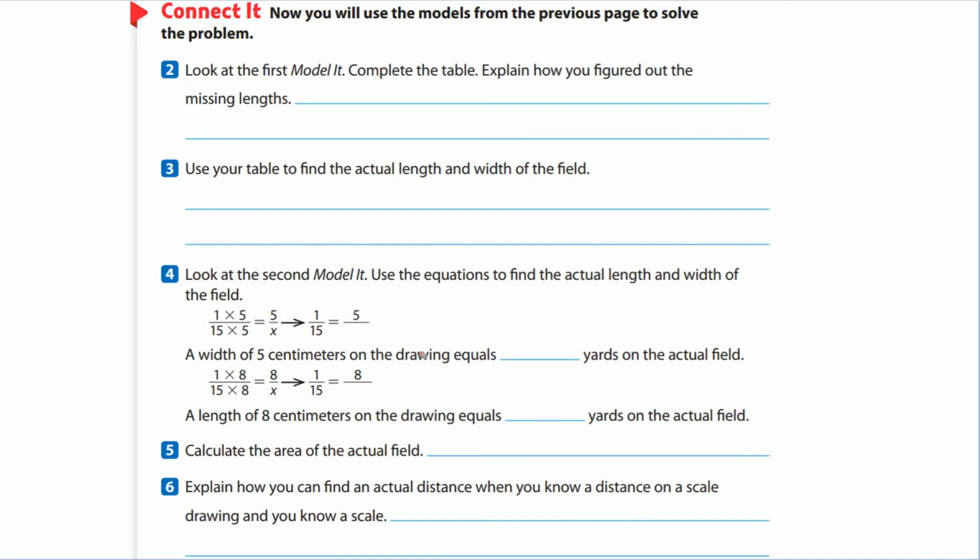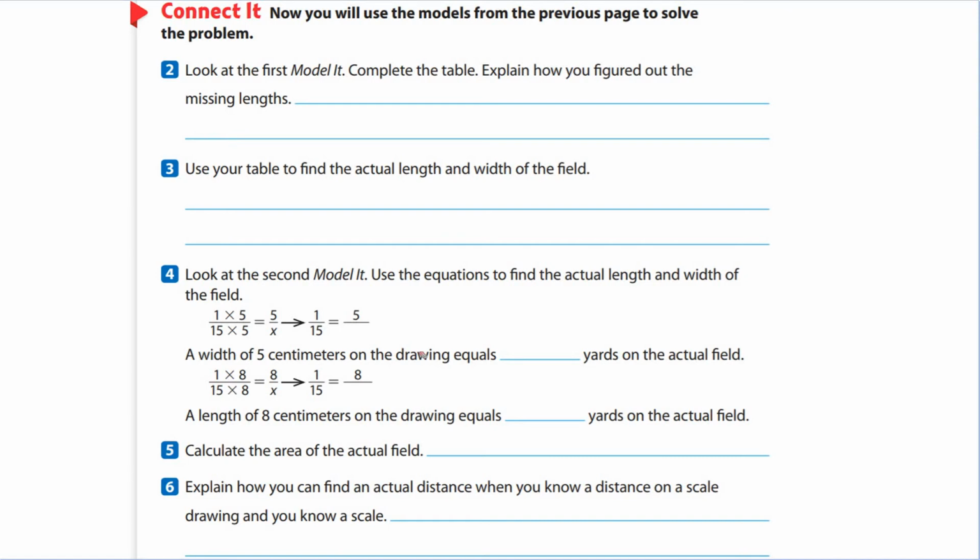Let's look at question 2. Look at the first model. Complete the table and explain how you figured out the missing lengths. Question 3. Use your table to find the actual length and width of the field. Question 4. Look at the second model. Use the equations to find the actual length and width of the field. And I'm hoping that the answers to questions 3 and 4 will be equal.